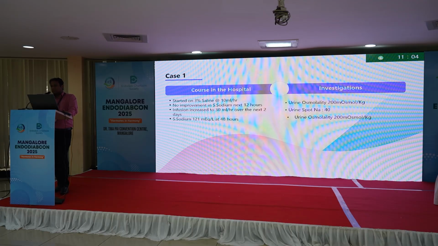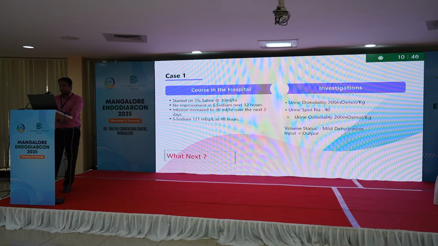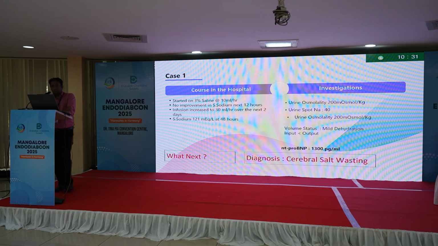Investigations showed urine osmolality was high and spot urine sodium was high, and that was a repeat. So, what next? What would you do? What would you think of in this patient? In these patients you have to look at the input output and volume status. This patient had mild dehydration, with input less than output. So we thought of cerebral salt wasting and asked for NT-proBNP. This patient had cerebral salt wasting, which was not responding to the traditional way we treat SIADH.